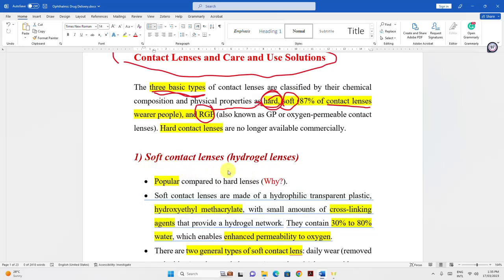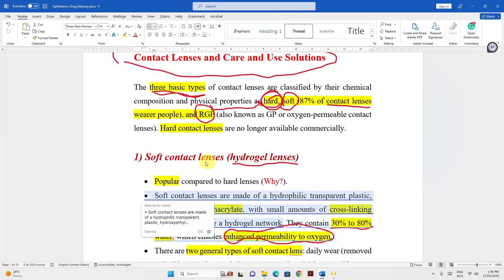Now, what about the soft contact lenses? Why are they popular? What else are they called? They are also called hydrogel lenses, and the reason for that is they contain a considerable amount of water, 30% to 80%, and this will enhance the permeability of oxygen because your eye cells, or the epithelium cells, need to breathe in your eye. What are they made of? They are made of hydrophilic transparent plastic, that is hydroxyethyl methacrylate, with a cross-linking agent to provide the hydrogel network.